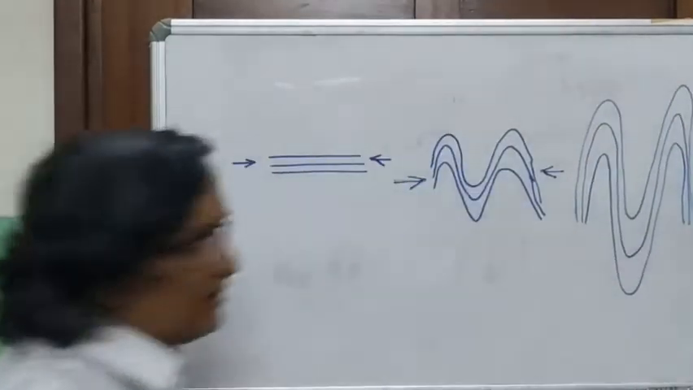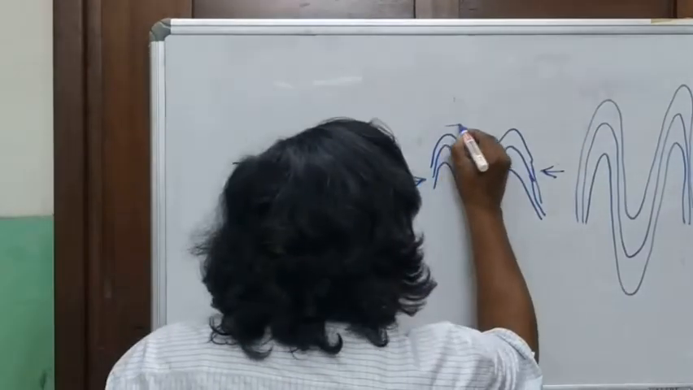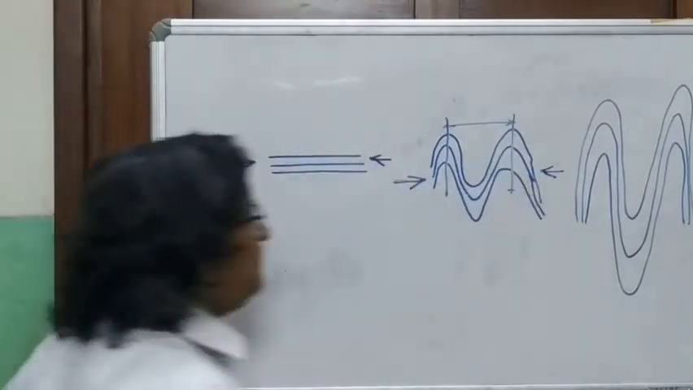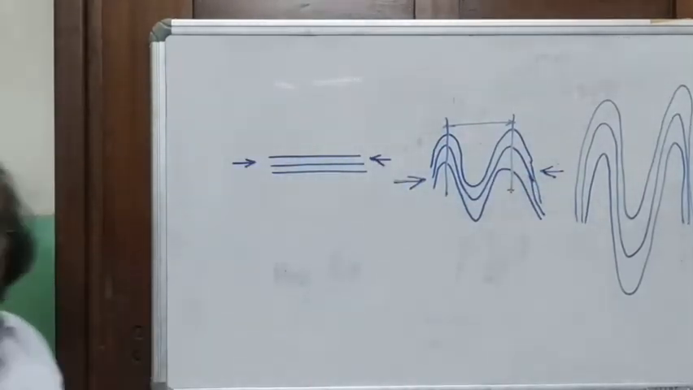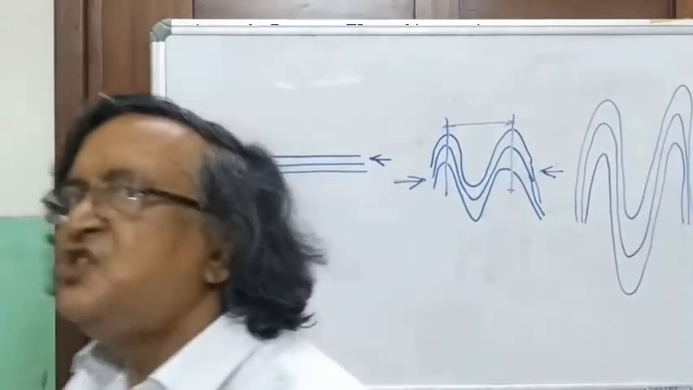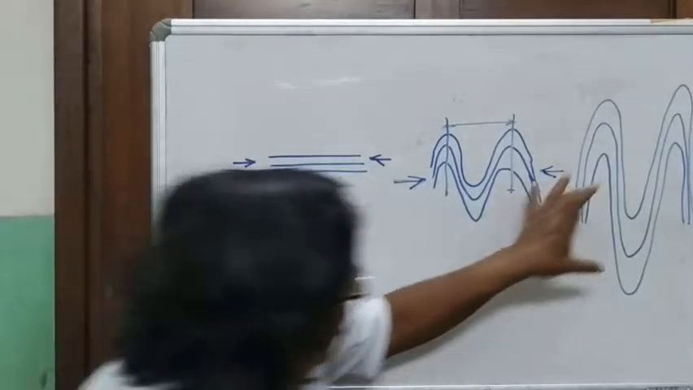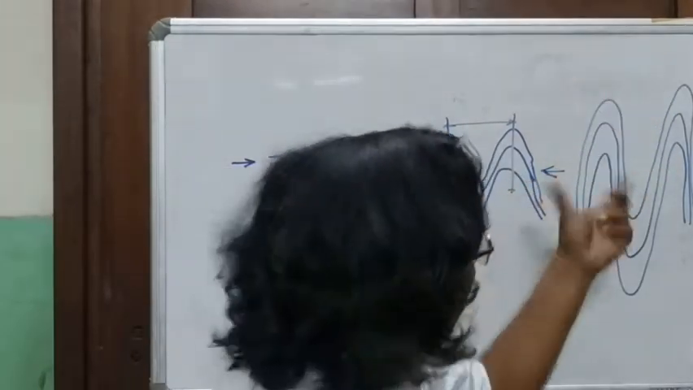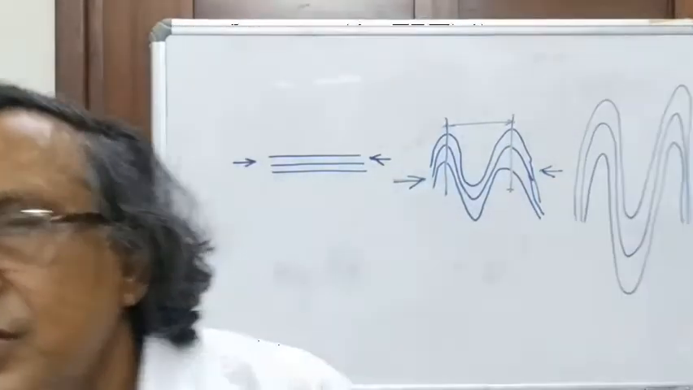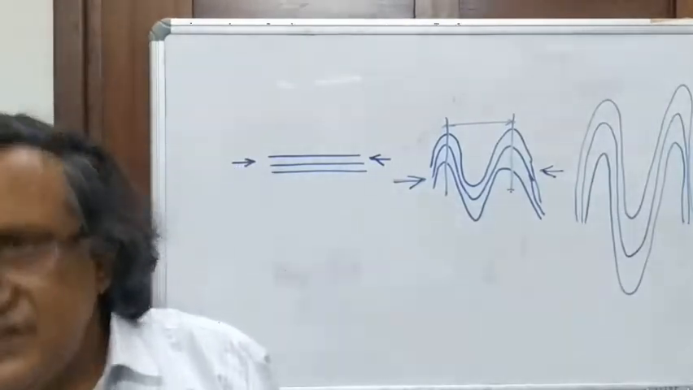They will fold like that. That means what is happening? The amplitude to wavelength ratio is changing. As you apply more stress, the amplitude increases and the wavelength of the fold of that layer decreases. So essentially, the amplitude by wavelength ratio increases.